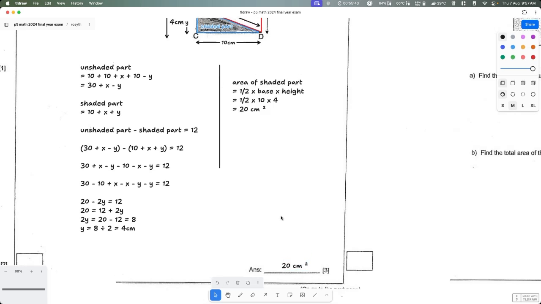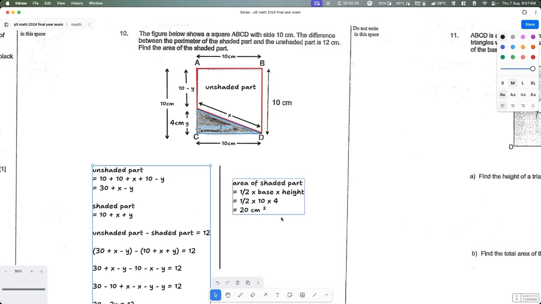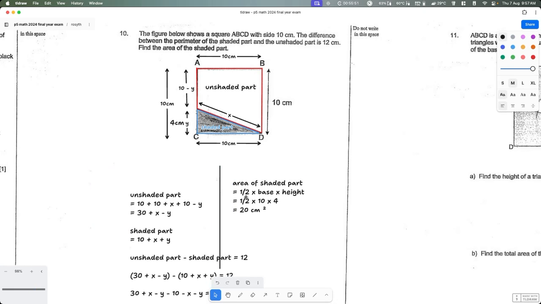So this is a tougher one, but manageable, I believe, still. Okay, so let's move on to the next question.